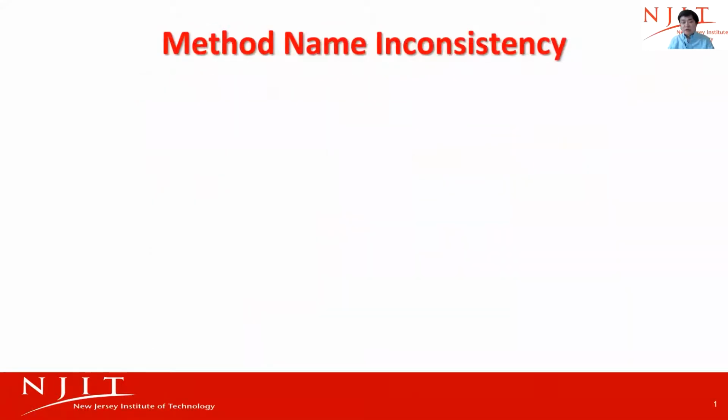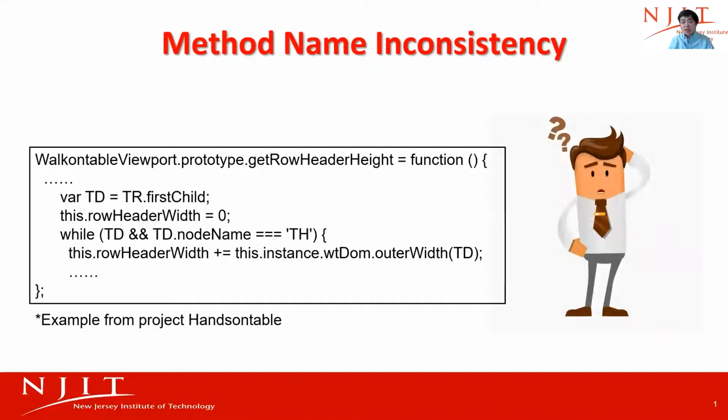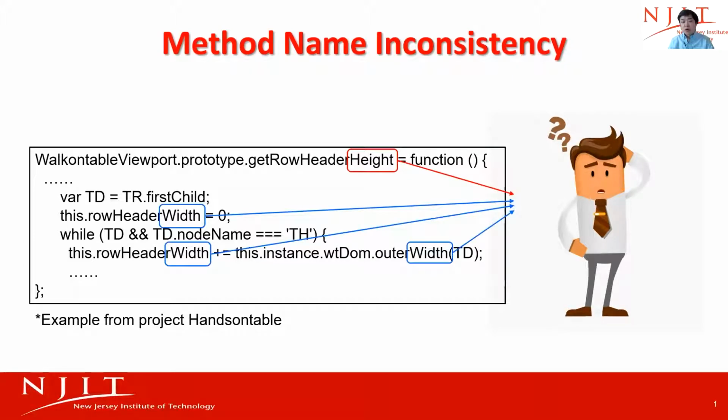During the software development process, developers often need to use existing methods or predefined APIs to solve new problems. But the inconsistency between the method name and the method body of an existing method may confuse and mislead developers. For example, in this piece of code, the method name is getRowHeaderHeight, but in the method body, they mention the row header width several times. In this case, the developer will have a hard time understanding if this method really gets the height or the width of the row header.